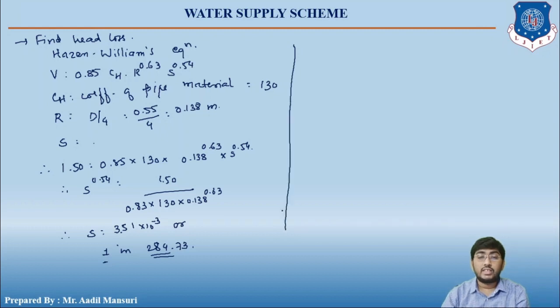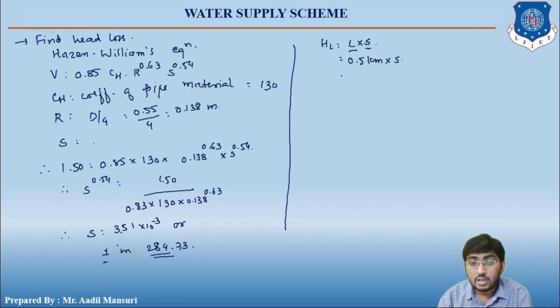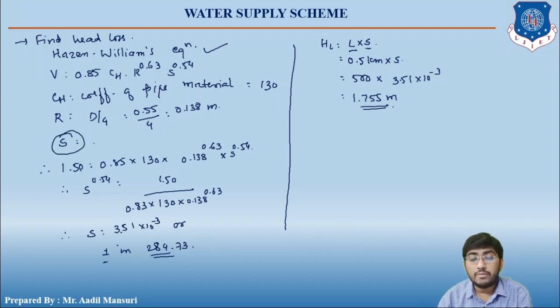Now we need to find HL, that is the head loss. Head loss is given by length into bed slope. We know length and we know bed slope. Length is given as 0.5 kilometer, so 0.5 kilometer into S. In order to convert this into meter, it will be 500 meter into S, that is 3.51 into 10 to the power minus 3. So head loss will come out to be equal to 1.755 meter. Once again, in order to find head loss, you will have to use the Hazen-Williams equation. From it you will find S, that is the bed slope, and from bed slope you will find out the head loss. So final value of head loss equals 1.755 meter.